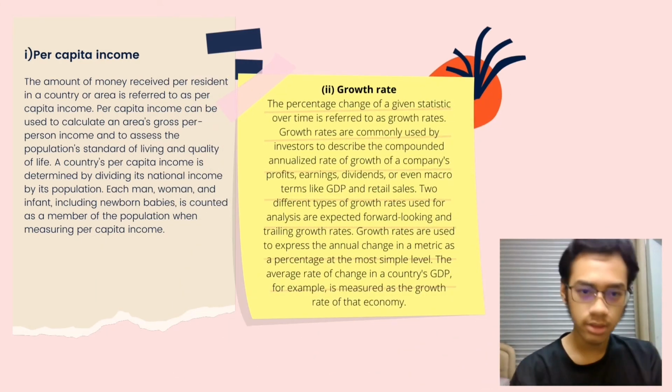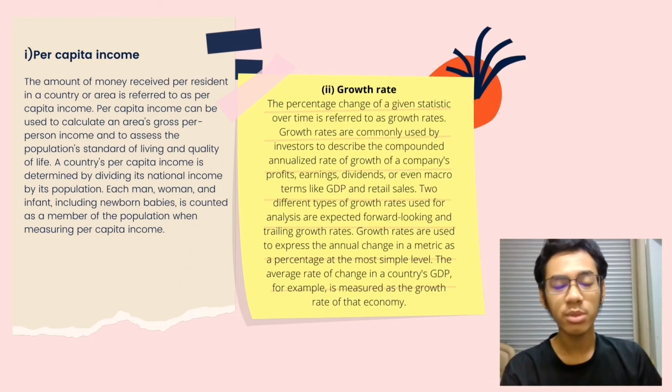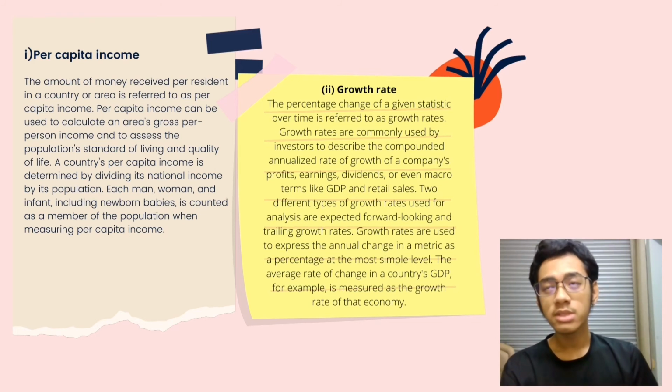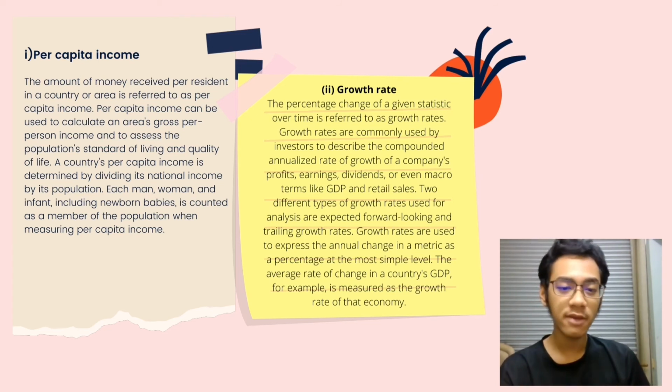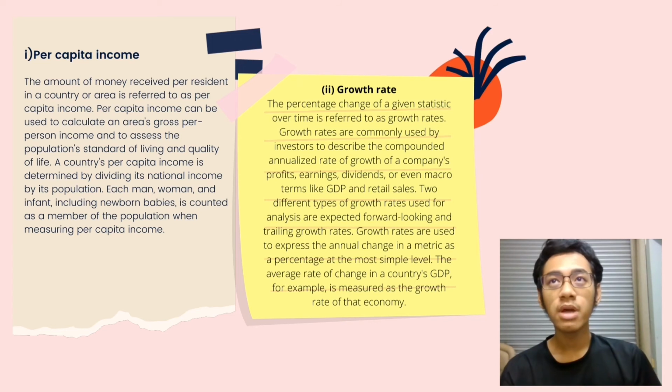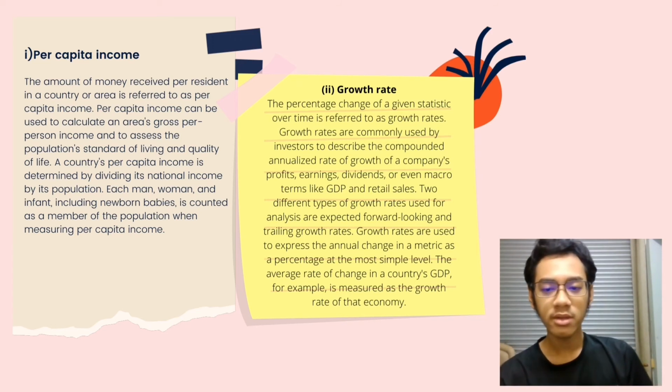Okay, question E. Explain briefly per capita income. Per capita income is basically the amount of money received per resident in a country or area. It can be used to calculate an area's gross per person income and also assess the population's standard of living as well as quality of life. A country's per capita income is determined by dividing its national income by its population.